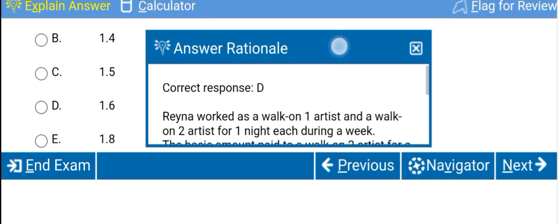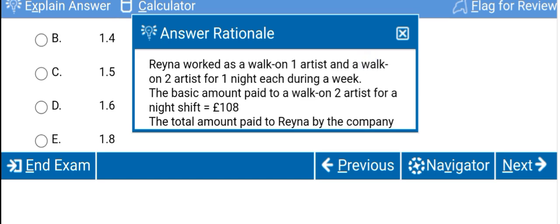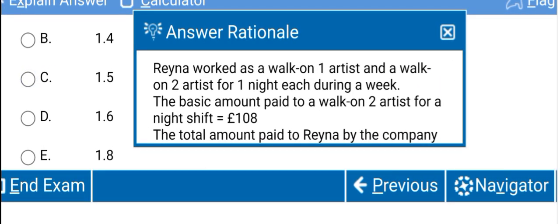So correct response is option D, as Reena worked as a walk on one artist and a walk on two artist for one night each during a week. The basic amount paid to a walk on two artists for a night shift equals 108 pounds.